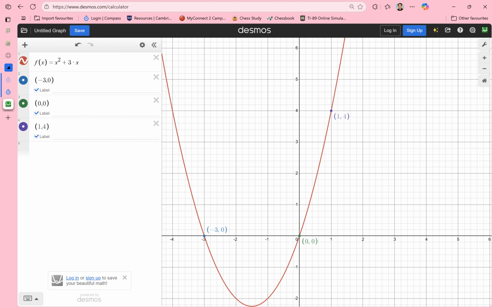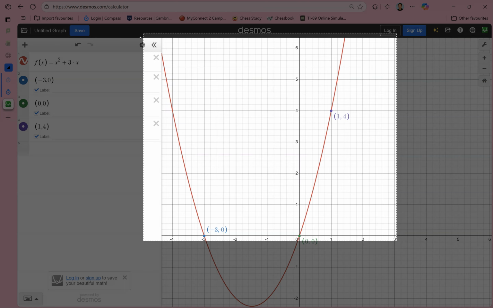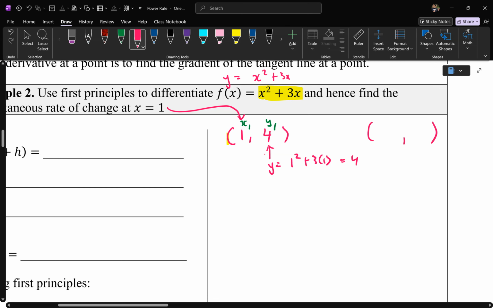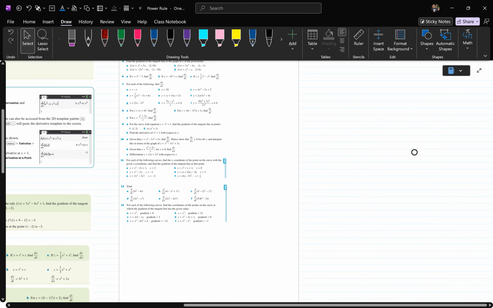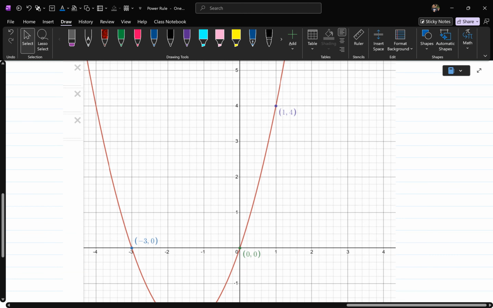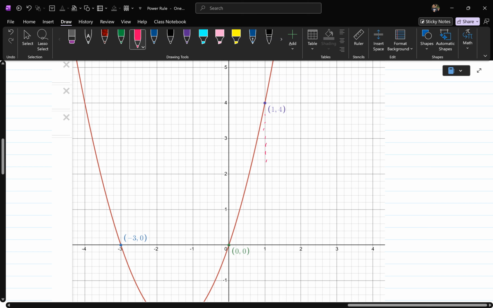I'm going to print screen this so you can visualize what I'm saying, so I can draw on the graph. This is what I'm saying. We've got the graph over here. So we need a second point. Remember, the whole point is to figure out a second point. This is my point right there at x equals 1.